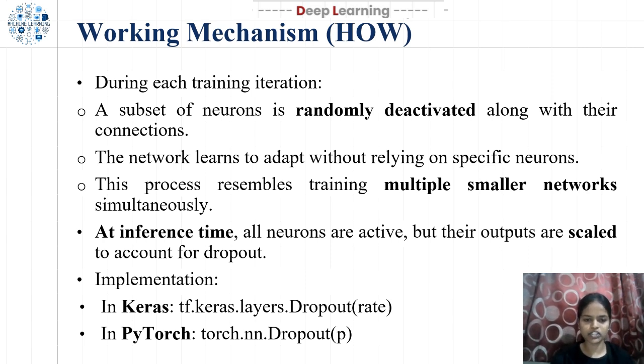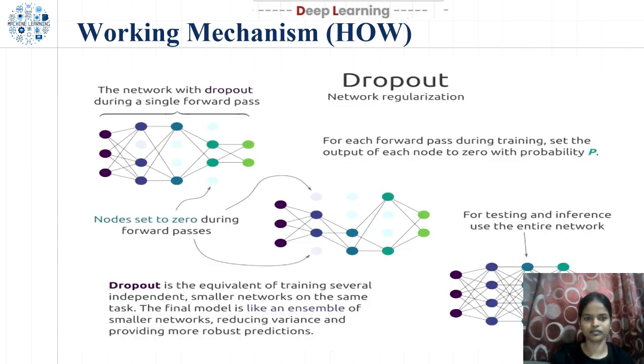For implementation in the Keras library, we use the code tf.keras.layers.Dropout and give the rate value as 0.2 or 0.3. And in PyTorch, torch.nn.Dropout(p) is the code for implementing the dropout regularization technique.